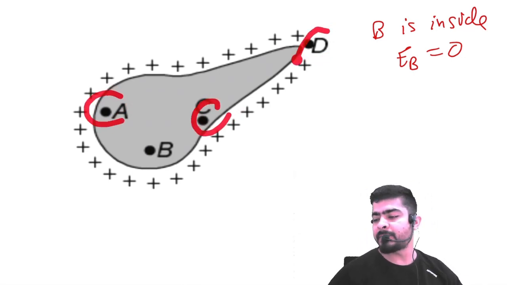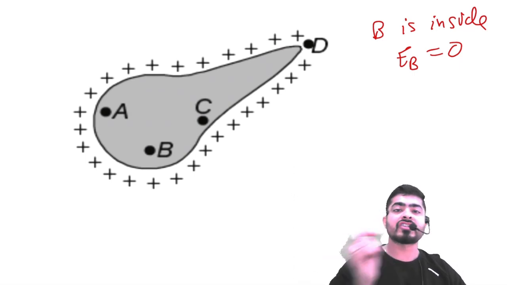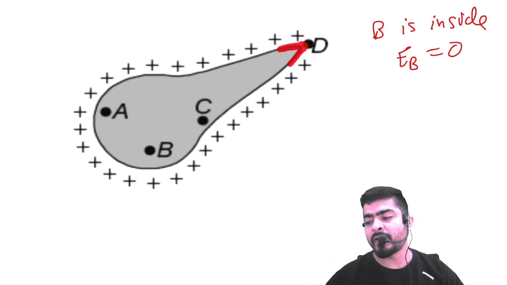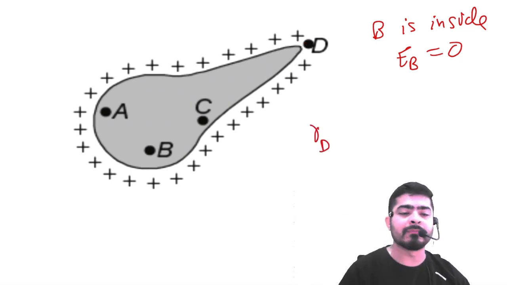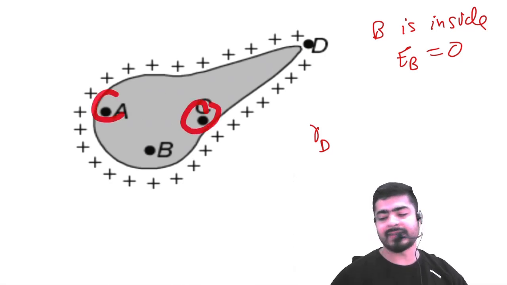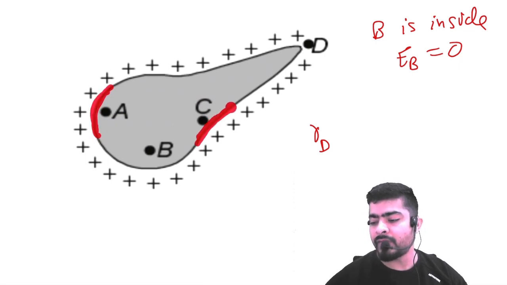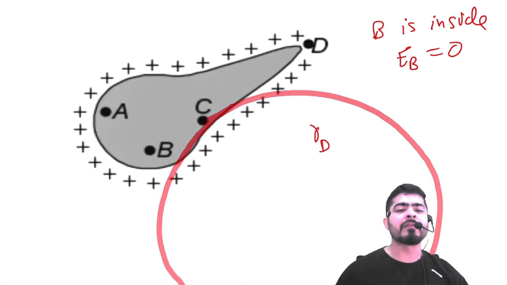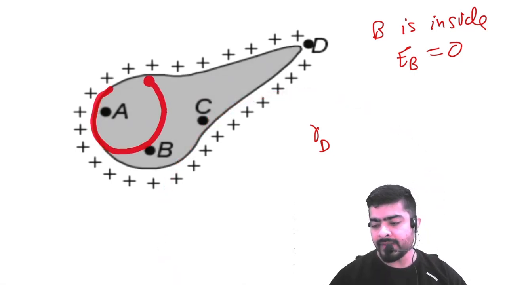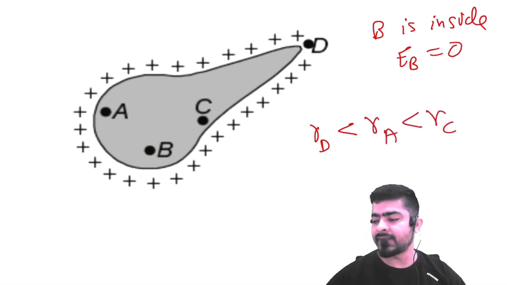Among these 3 points, where do you think the radius is minimum? The sharpest point has the minimum radius. This point is very sharp, right? So RD is minimum. Then what about A and C? This is the curvature of A and this is the curvature of C. If I draw a circle for C, the circle will be very large. But for A, the circle will be smaller. So A has a radius smaller than C. So RD is the smallest, then RA, then RC.